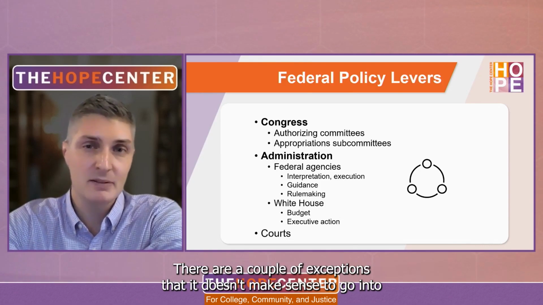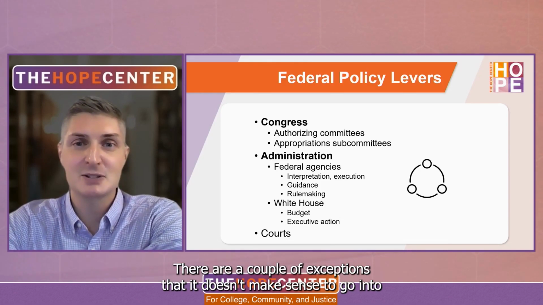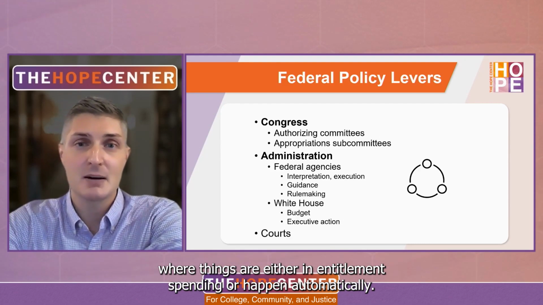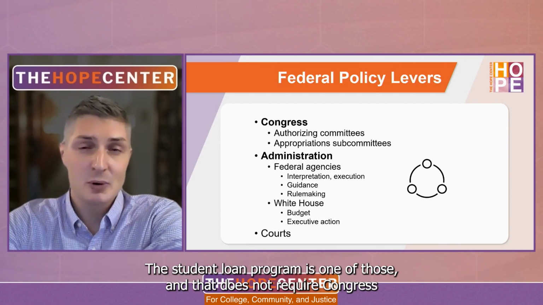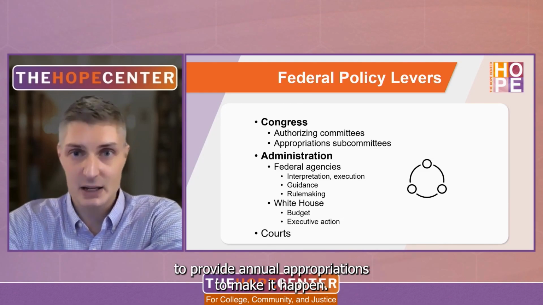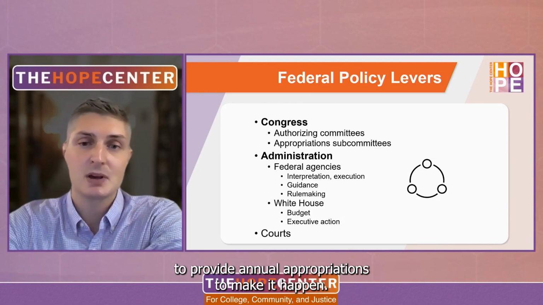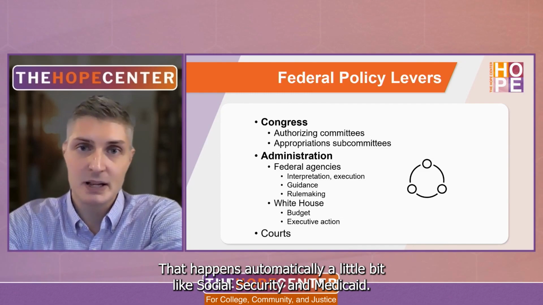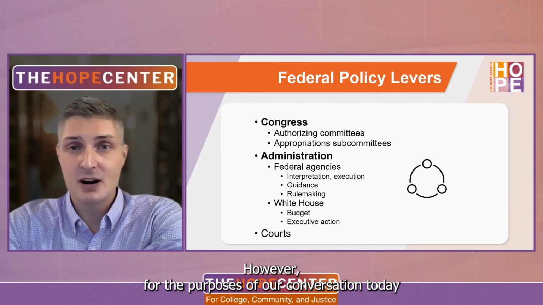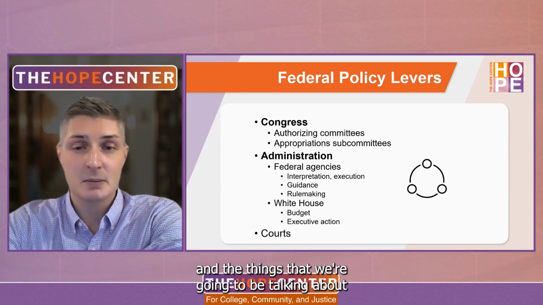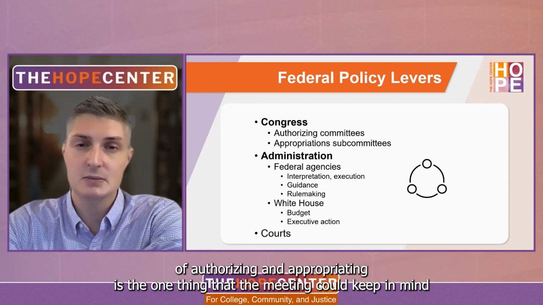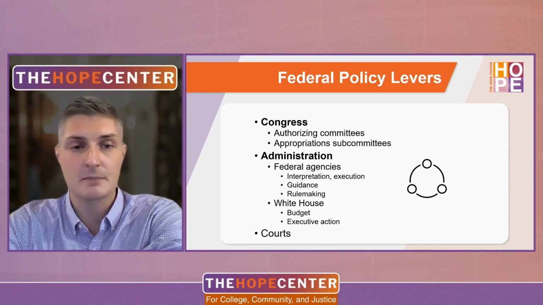There are a couple of exceptions that it doesn't make sense to go into, where things are either an entitlement spending or happen automatically. The student loan program is one of those, and that does not require Congress to provide annual appropriations to make it happen. It happens automatically, a little bit like Social Security and Medicaid. However, for the purposes of our conversation today and the things that we're going to be talking about on college affordability, this basic structure of authorizing and appropriating is the main thing to keep in mind.